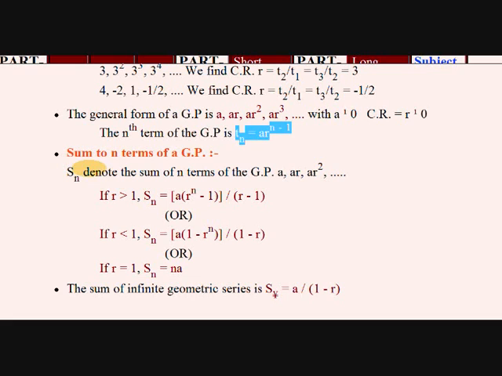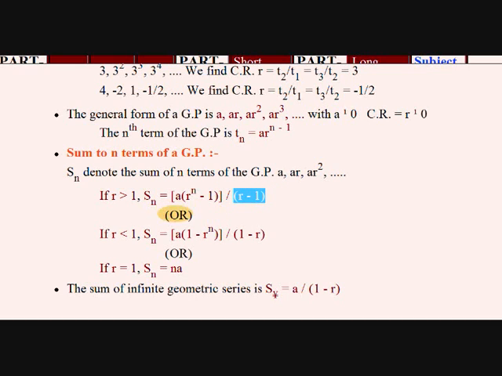Sum to n terms. How to find the sum to n terms of a GP? If Sn denotes the sum of n terms of a GP, A, AR, AR squared, etc. If r, the common ratio, is greater than 1, then the sum to n terms should be given by the formula A times r to the power n, whole minus 1, not n power minus 1, divided by r minus 1.